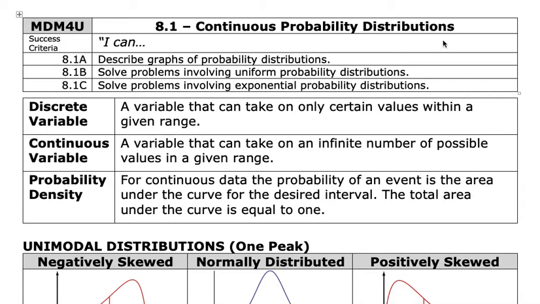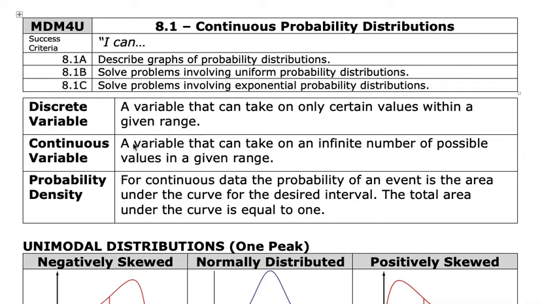Continuous probability distributions. Previously, what we've been discussing is probability distributions involving discrete variables. A discrete variable is a variable that can take on certain values within a given range. So between two points in a set, it's possible that there are no values in between two values. It's separate. So it goes from one to the next.